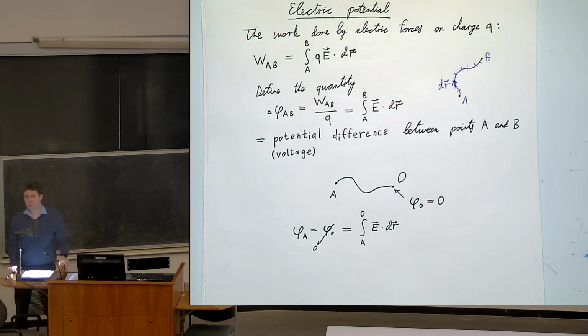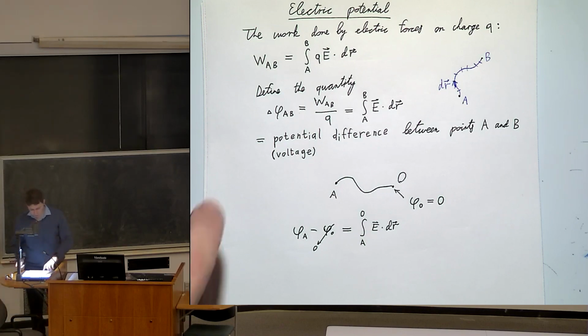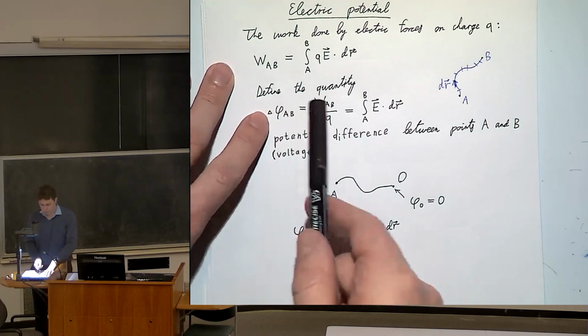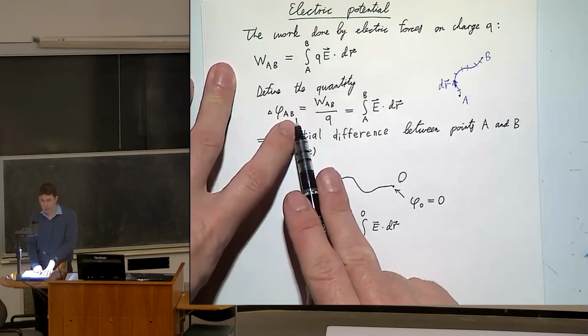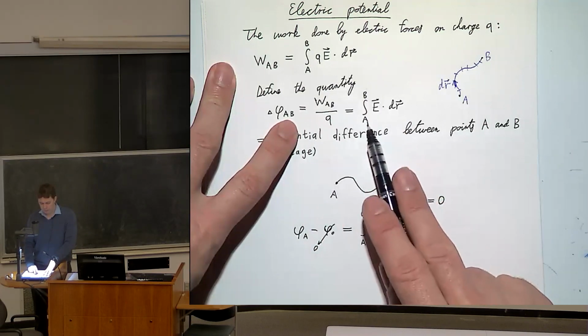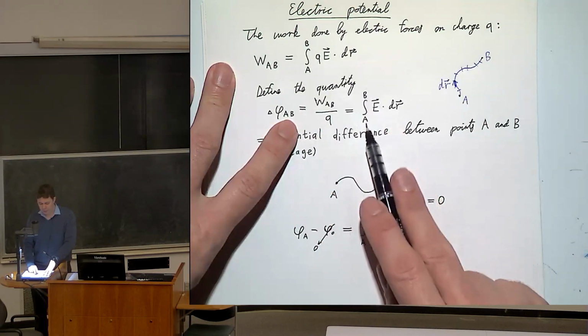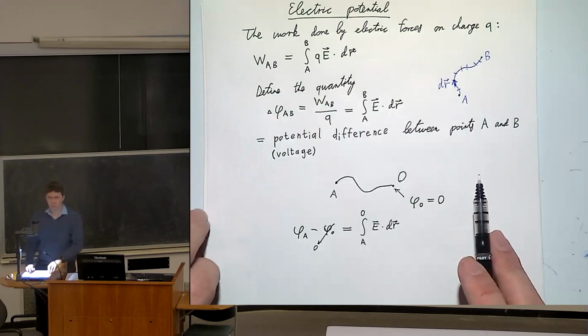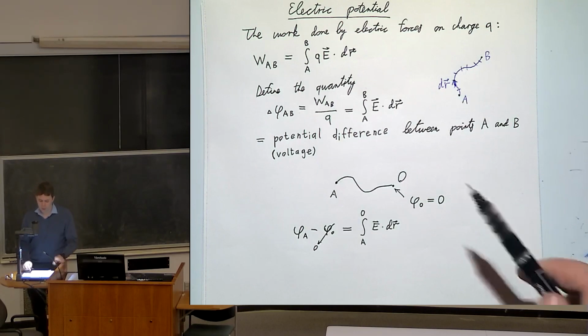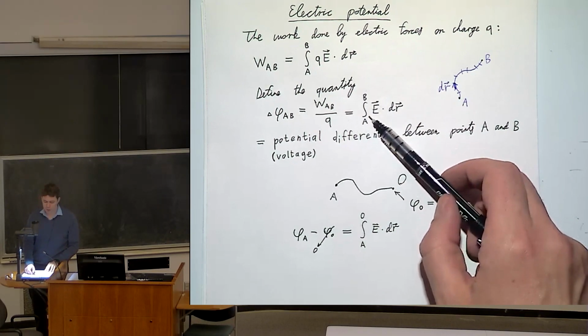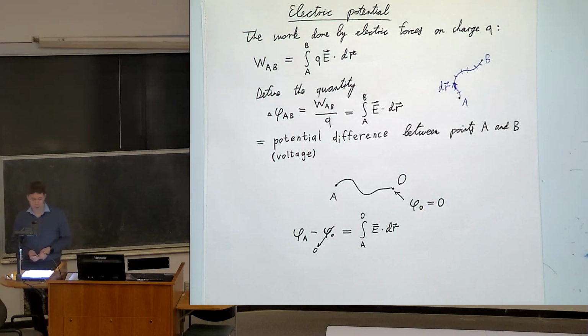Question. Why is it not O to A? According to this formula, A is the first point, the initial point, B is the final point, and it matches the limits of the integral. There are no limits in the conventional sense of a one-dimensional integral. Those are just notations saying that we integrate from the initial point to the final point.